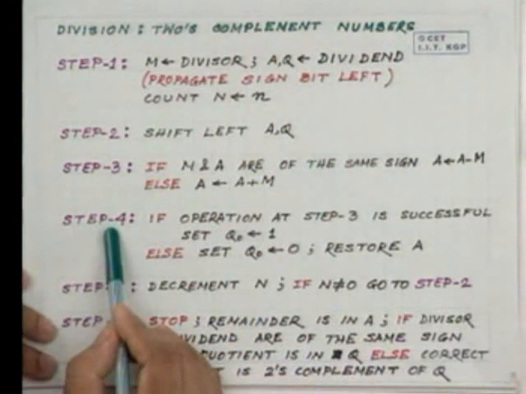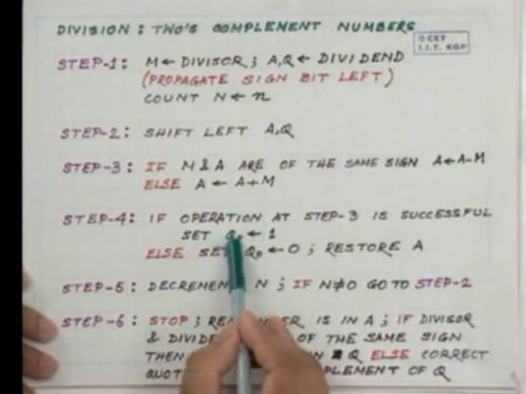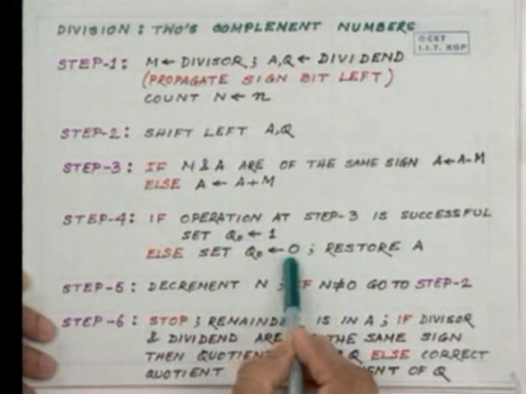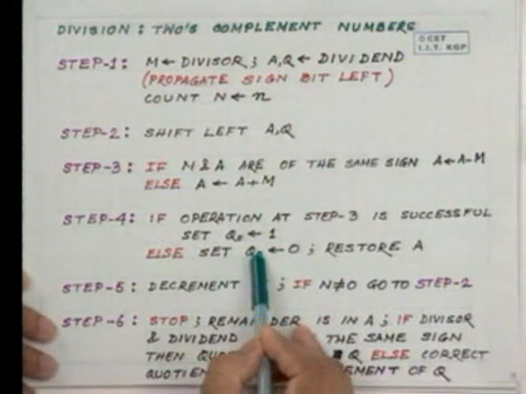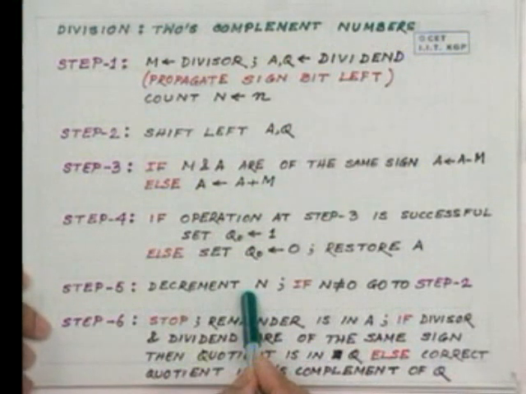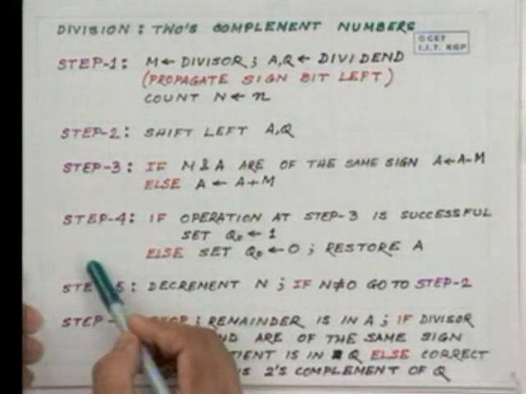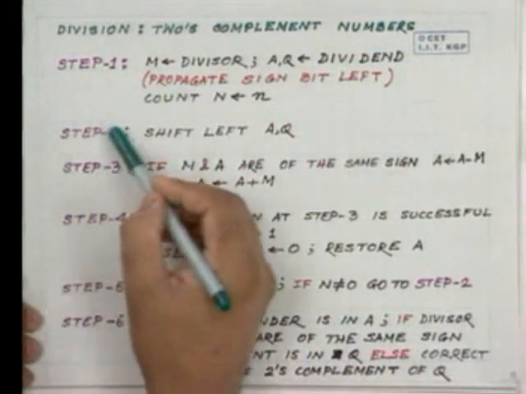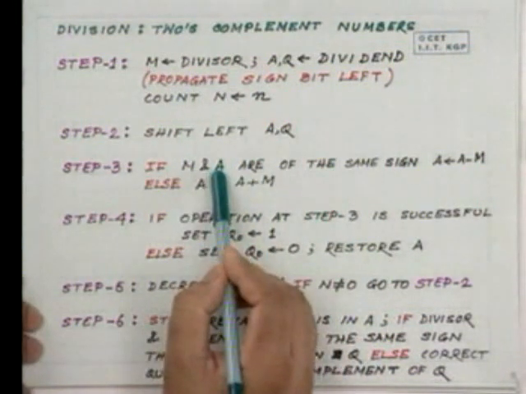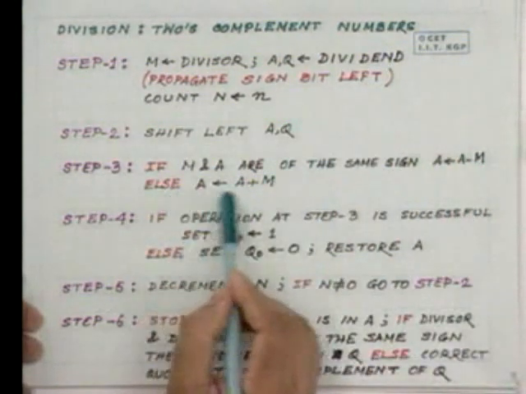Step 4 is, if the operation at step 3 is successful, we set Q0 to 1. Else, we set Q0 to 0 and restore A. Here, if the operation is unsuccessful, we restore A. Once we decrement n, if we find that it is non-zero, we go to step 2. That means we start this loop once more, starting from step 2. That means we shift left, then check the sign of M and A. If the same sign, we subtract. If they are not, we add.